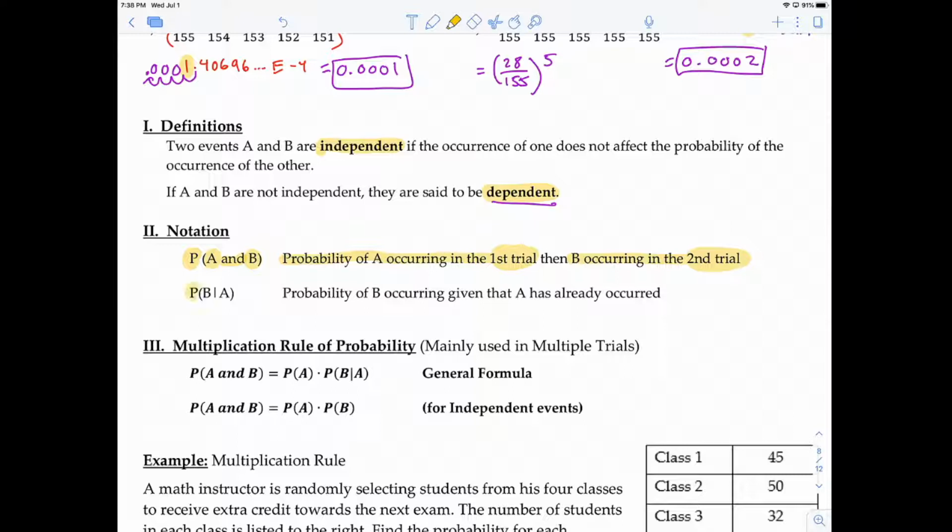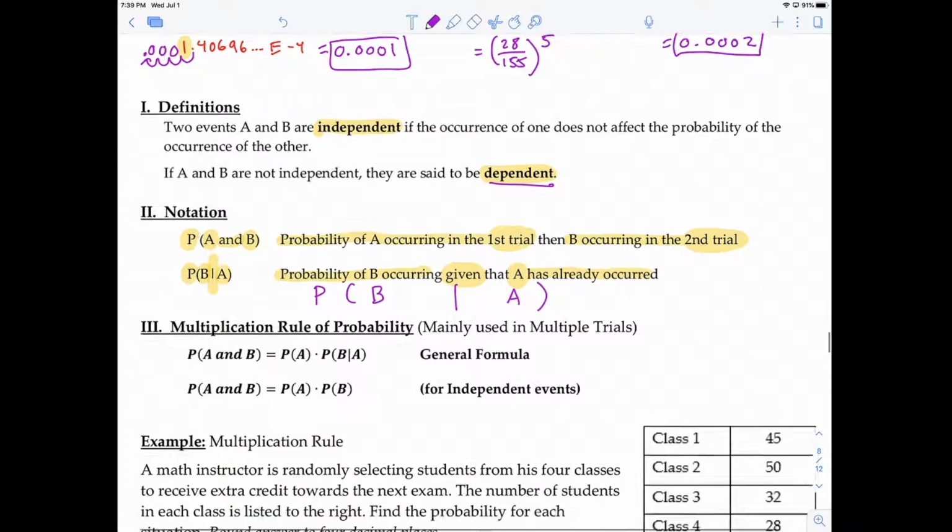Anytime you see the probability P and then B with a straight line and then A, this is read as the probability of B occurring given, so that straight line is read as "given", that A has already occurred. So essentially, the way that we read this would be: the P stands for the probability of B occurring given that A has already occurred. All right.